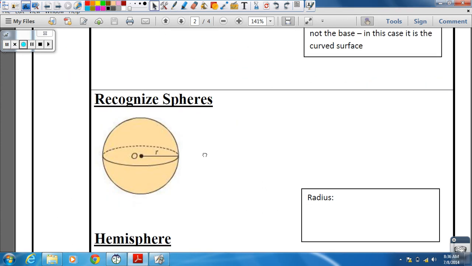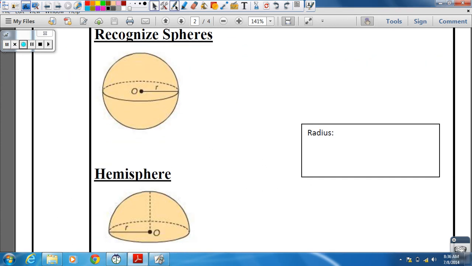Our next one we're going to talk about is a sphere. A sphere is probably one of the most well-known ones because they are represented by a baseball, basketball, any of those kinds of things. It has a curved surface, obviously, and every part is an equal distance from the center of it. So the radius goes from the center to any point on that curved surface. So all of these would represent a radius. Okay, so distance from the center to any point on the surface.